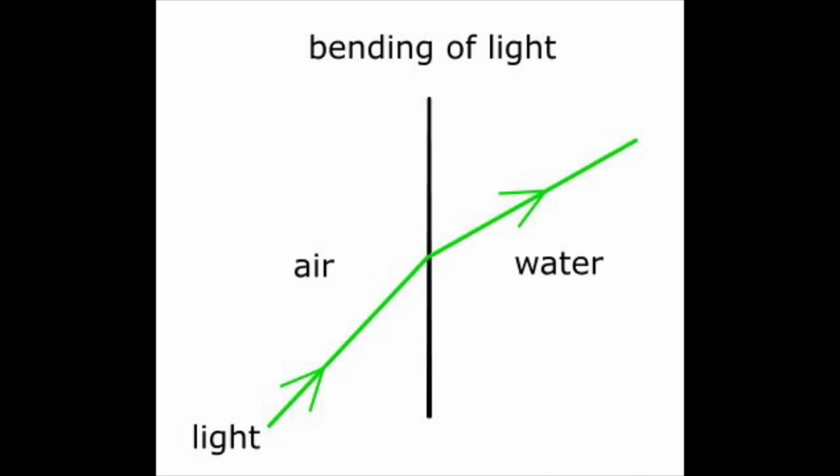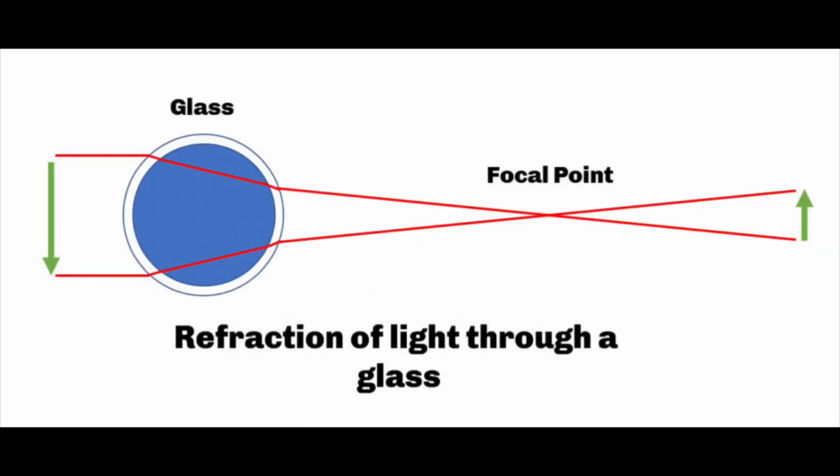Okay, a lot of information there. Let's take a look at this. So the light bends when it traveled through the glass, through the water, and then bends again when it leaves the glass. As a result, the image appears to look like it flipped.